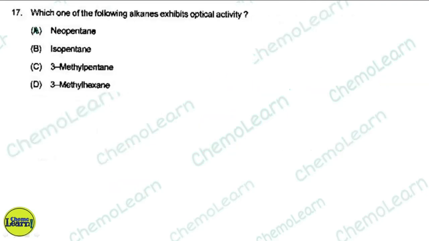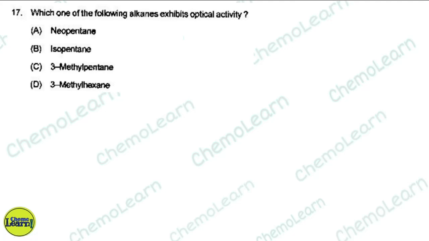Which one of the following alkanes exhibits optical activity? What is optical activity? The ability to rotate plane polarized light towards right or left. It can be dextrorotatory or levorotatory. So, for a molecule to be optically active, it should possess at least one chiral carbon and it shouldn't possess any symmetry element. So, what is a chiral carbon? A carbon that is attached to 4 different groups.